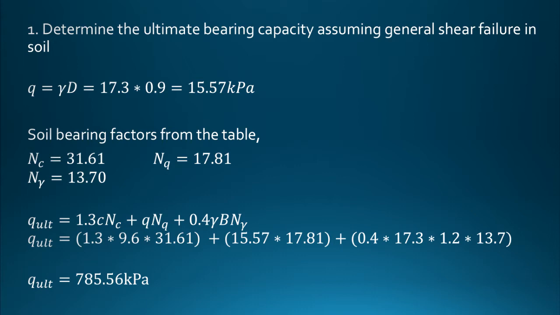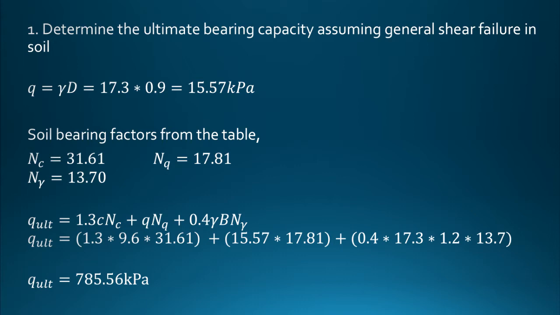So, equation for your Q-ult is 1.3 cNc plus qNq plus gamma N gamma B. 0.4 ang gagamitin since this is square nga, di ba? So, nakalagay dyan na square footing. So, 0.4 yung multiplier nung last. Meron na ba tayong cohesion? Meron na. Meron na ba tayong Nc, Nq, and N gamma?